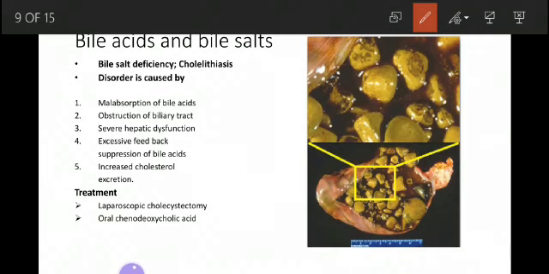Causes which can lead to bile salt deficiency and cholelithiasis include malabsorption of bile acids, obstruction of the biliary tract, severe hepatic dysfunction, or excessive feedback suppression of bile acids. If bile acids suppress the synthesis, then the cholesterol will not have any way to be excreted. Treatment may be laparoscopic cholecystectomy or oral chenodeoxycholic acid as a drug, which will lead to dissolution of stones.